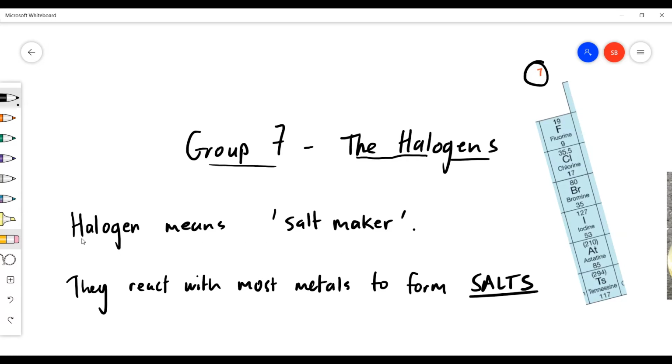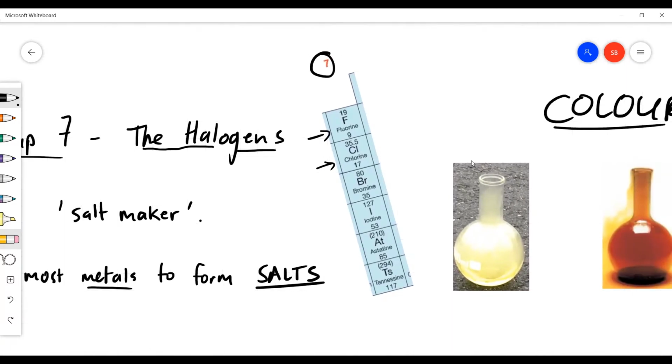So the word halogen, I thought I'd go and tell you what it actually means. It means salt maker. So basically, any one of these elements that will react with most of the metals, remember left hand side, to form salts. So that's basically why they are called the halogens. So let's go look at some classic ones.